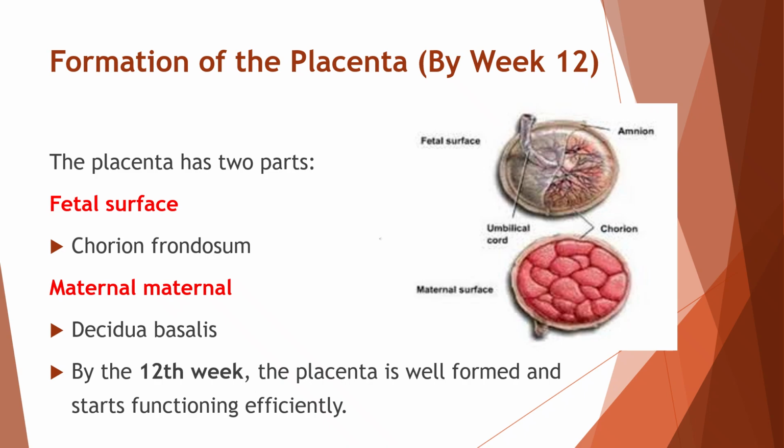By the 12th week, the placenta is fully formed and functions efficiently. It supplies oxygen and nutrients to the baby, removes waste products, and produces hormones that help maintain pregnancy. Remember this simple point. The fetal part is the chorion frondosum. The maternal part is the decidua basalis. Together, they form the placenta and support the growth of the baby throughout pregnancy.